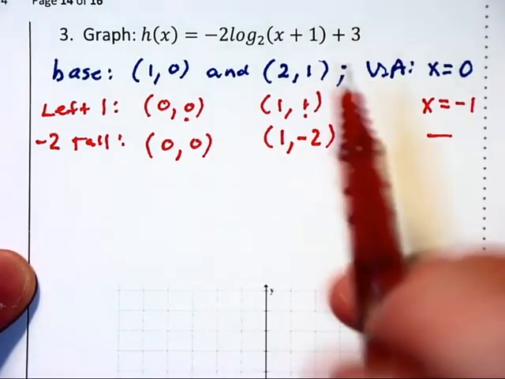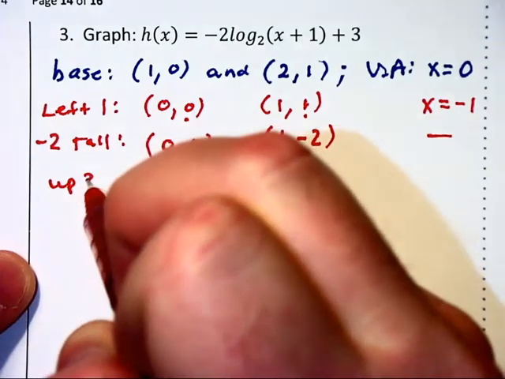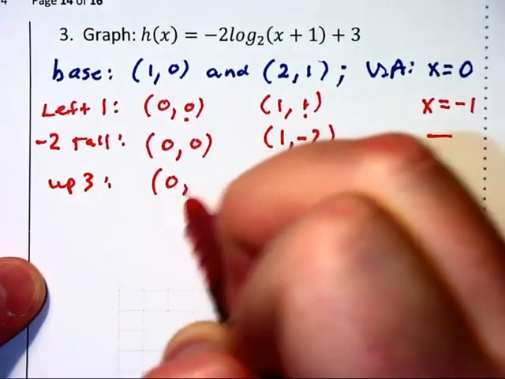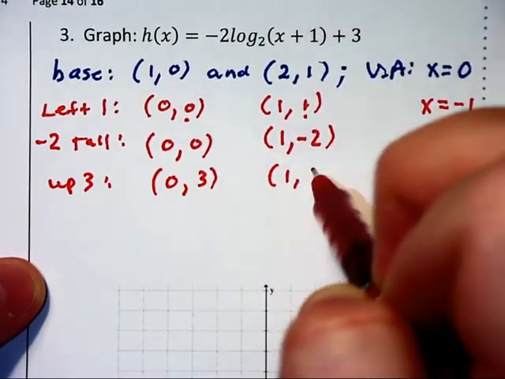We then have a +3 at the end, which means up 3. So our key points will change to 0, 3, and 1, 1.